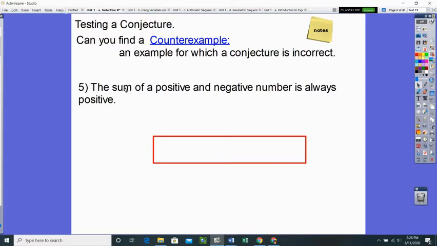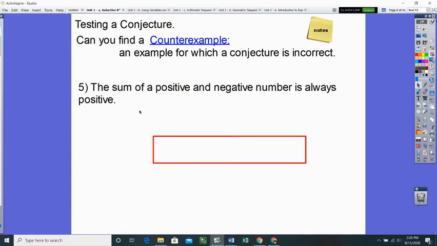So let's say some kid is learning about positive and negative numbers, maybe in 7th grade, and that person comes up and says, you know what? I think that every time you add a positive and a negative number, you're always going to get a positive number. All you have to do is come up with one example of a positive and a negative that don't add to a positive number, and that would be a counterexample, and then your conjecture wouldn't be true.